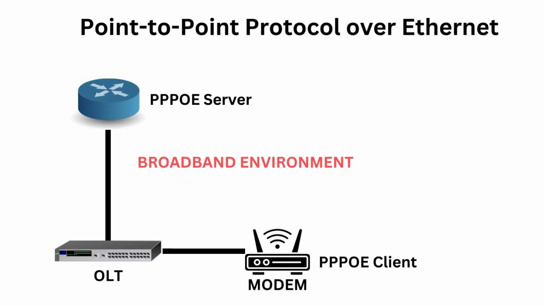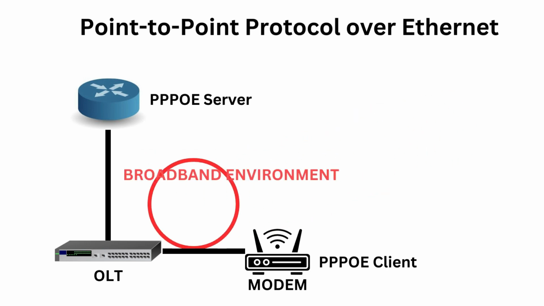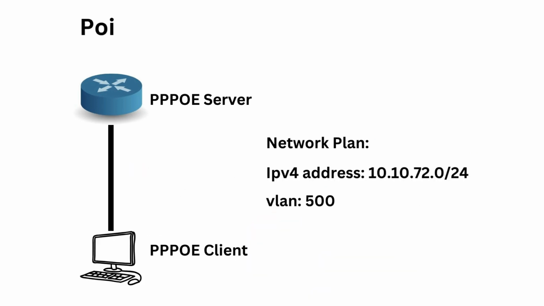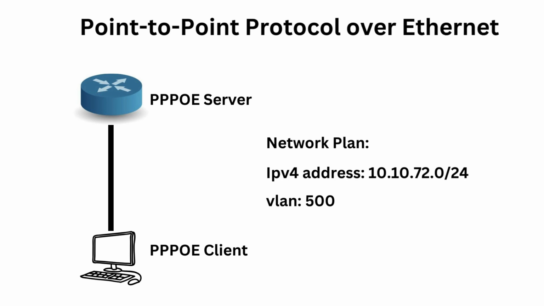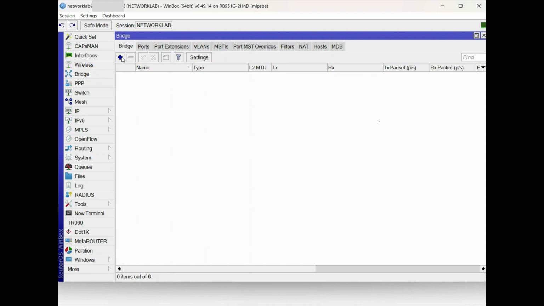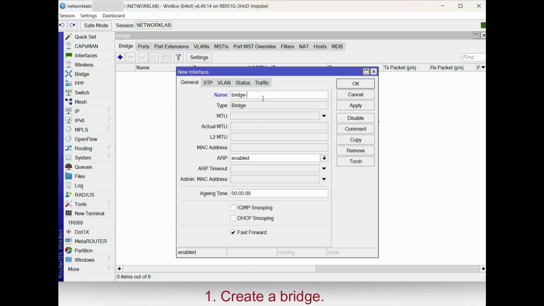In an actual environment, PPPoE is usually deployed in a broadband setup using an OLT and a modem as the client. For the network plan, I use the network address 10.10.72.0/24 and assign it to VLAN 500. Let us begin and configure the PPPoE server in the Mikrotik router. First, create a bridge. Here I tagged VLAN 500 for my PPPoE server to distinguish it in case we add another server in the future.